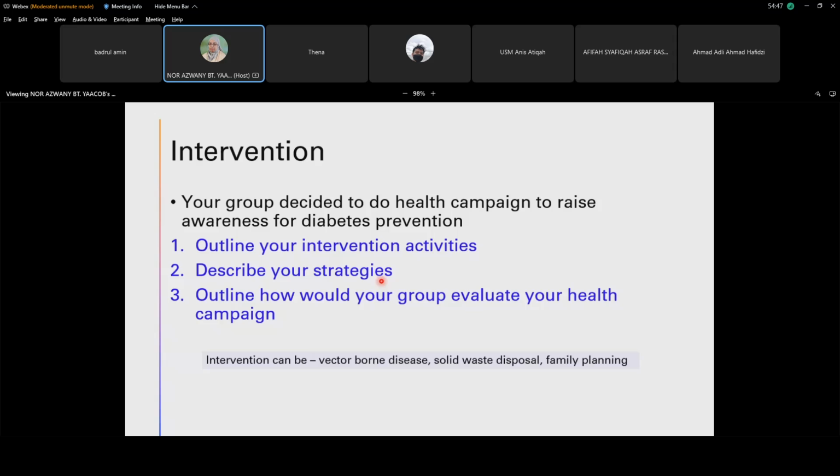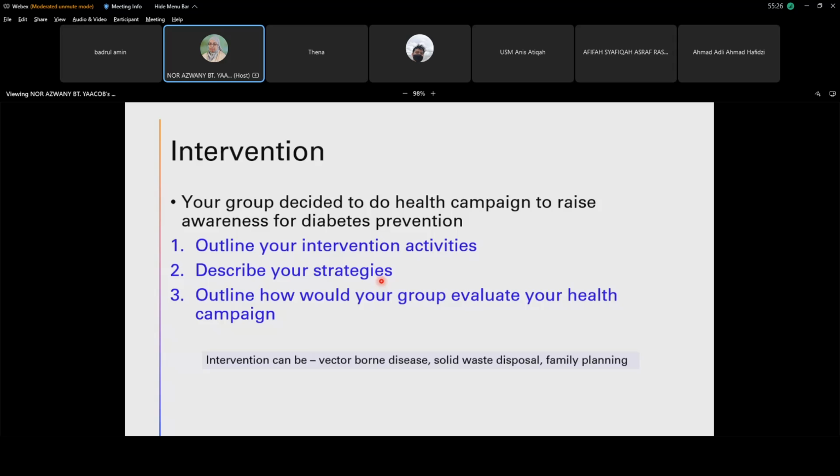Then outline how you're going to evaluate, and this is the part when you are talking about your evaluation. You use a questionnaire. You give the questionnaire before they go to the exhibition, and then after you finish the exhibition, you give the questionnaire again. Don't stop at that. Because this is an essay, you have to tell that from the questionnaire you have the knowledge score. So you do knowledge pre and knowledge post, and then you analyze using a paired t-test. So go up to that level if you are asked to outline how you're going to evaluate the health campaign.